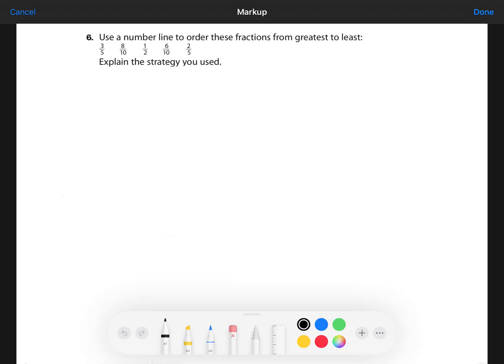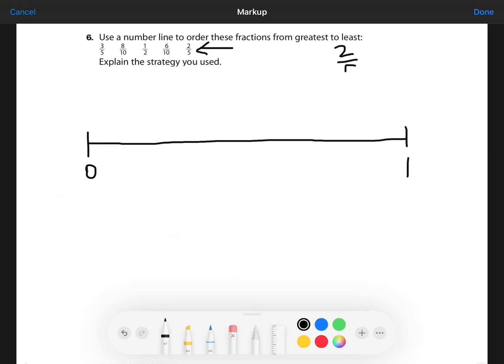I need a number line to order these fractions. So I'm going to draw my number line here. 0 and 1. And truly, all of these fractions are less than 1. How do I know? Well, this is less than 1 because this is equal to 1.